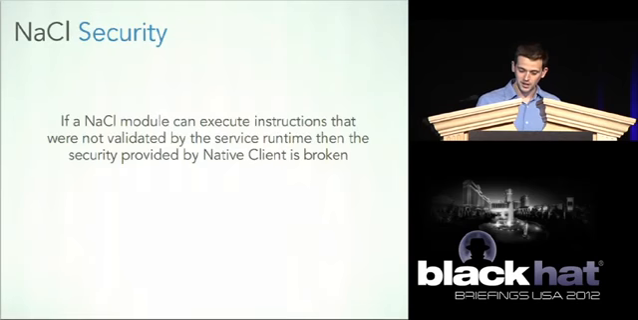So native client, I have this golden rule up here, and I'm just going to read it verbatim. If a NACL module can execute instructions that were not validated by the service runtime, then the security provided by native client is broken. This is absolutely always the case. That's why the instruction validator is so strict. If any instructions get executed that don't match those rules, it's broken. Anything is game.